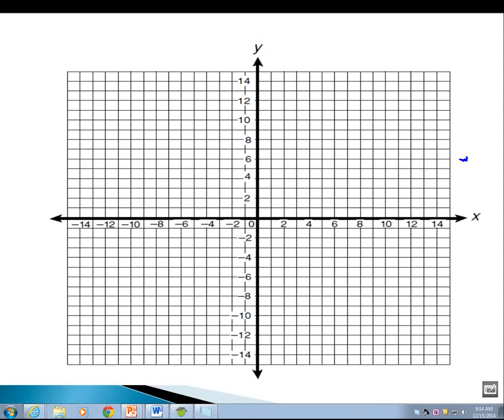So that means, negative 5, negative 1. So that means that I'm going to go 1, 2, 3, 4, 5, and then here to that negative 1. Okay, because the first number is the x, so we move up and down the x-axis. The second number, we move down the y-axis. So negative 5, negative 1. Please mark negative 5, negative 1.